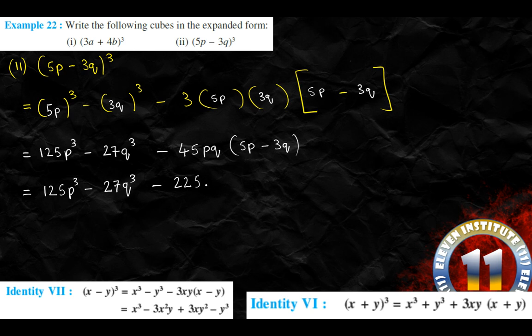PQ will multiply with P, so we get P square Q. Then next minus, minus, plus, right? This will multiply over here. So minus, minus we get plus. 45 into 3 is 135. PQ into Q, so Q will multiply with Q and we get Q square. So here we have PQ square. This is our final answer. Right? Please pause the video and write this down in your CW.